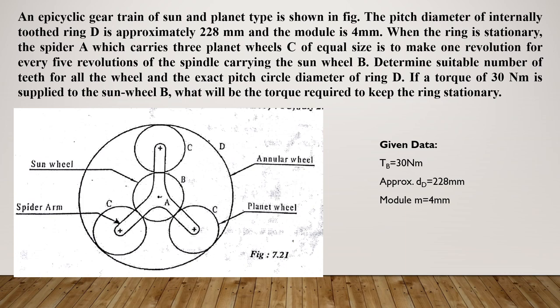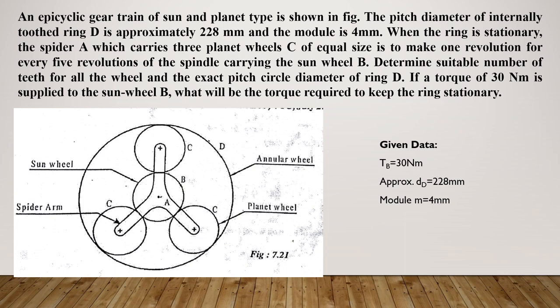Determine suitable number of teeth for all the wheels and exact pitch circle diameter of ring D. If a torque of 30 Newton meter is applied to the sun wheel B, what will be the torque required to keep the ring stationary? So see the problem.